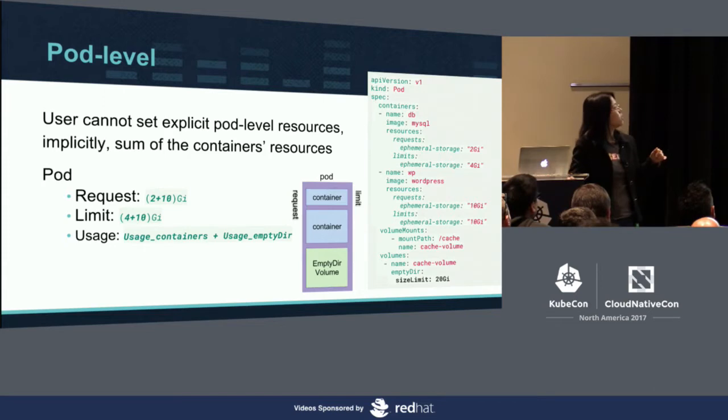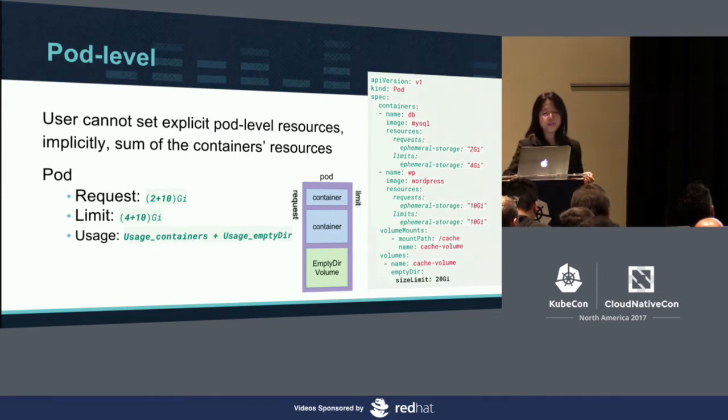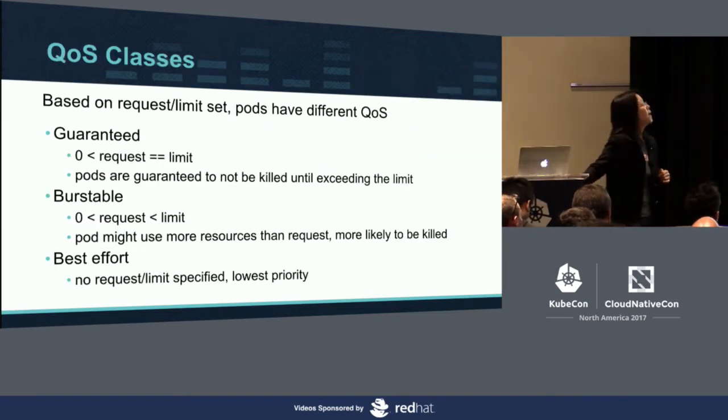And we want to make sure that at the pod level, the limit is enforced. The reason we also care about pod level resource consumption is that it is not simply an aggregation of containers. It also has some pod level overhead. In the future, we might want to support explicit pod level resource specification. And by setting request and limit values, we can also classify the pods into different QoS classes.